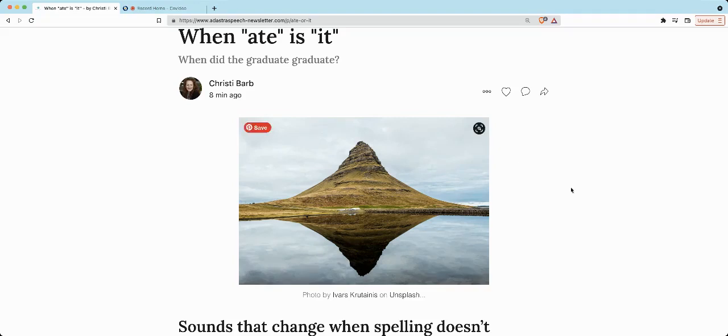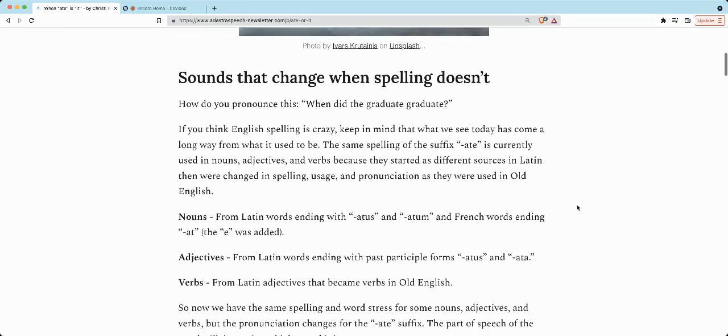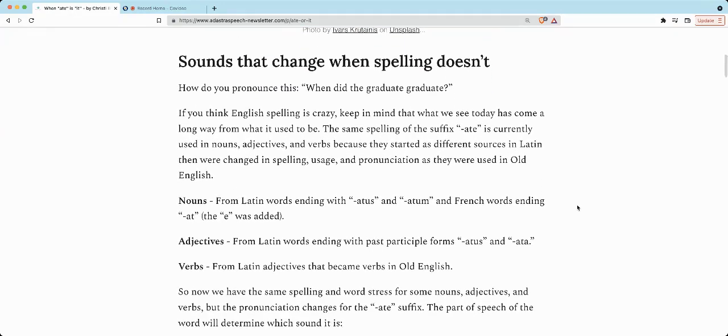So how do you know? These look exactly the same. The stress is in the same place. So how would you know? If it seems confusing, that's because they used to have differences and then they got lost over time.